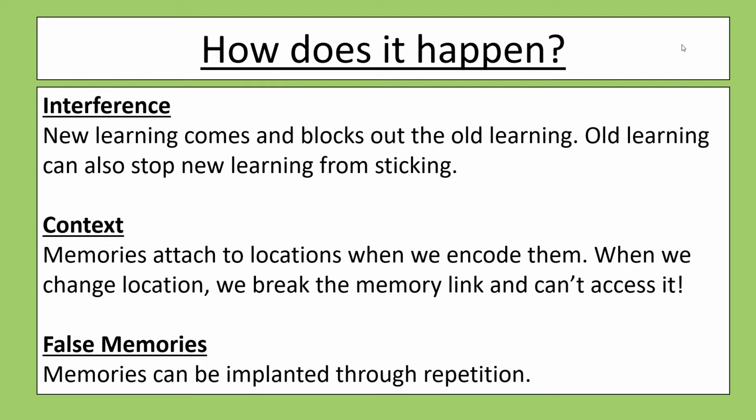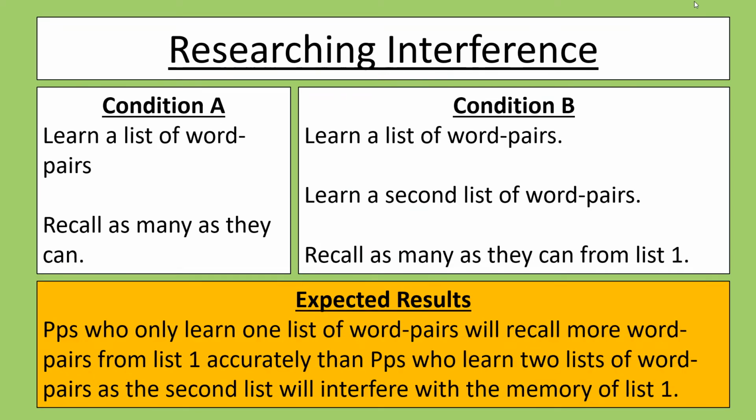So if someone keeps saying something over and over again, eventually that repetition will just lead to you believing genuinely that it happened. So that's the simplest way to explain those three factors that affect our accuracy of memory for the exam. And the second thing you could get asked is to design research into one of those key factors.